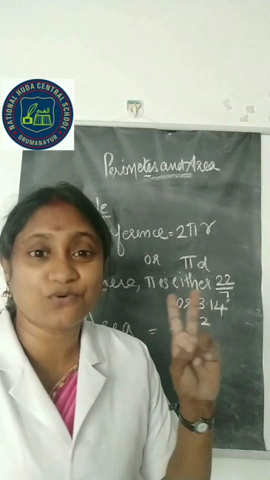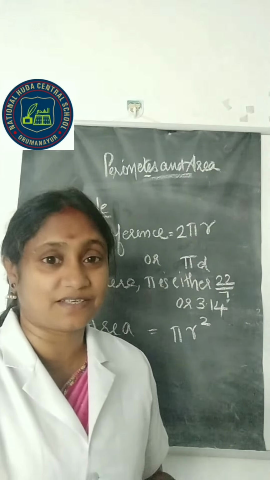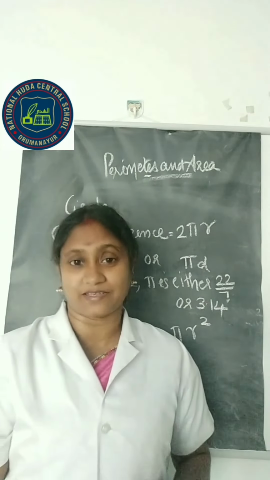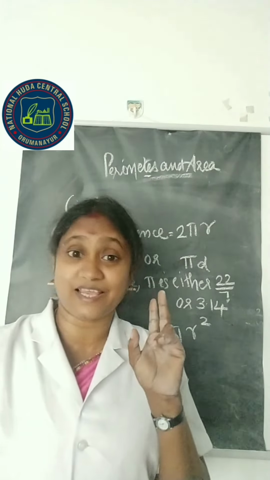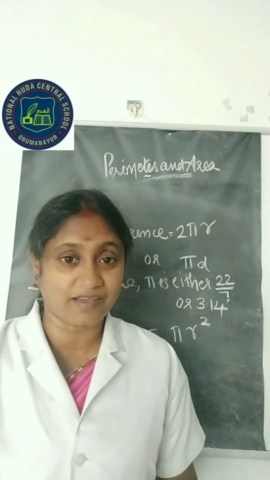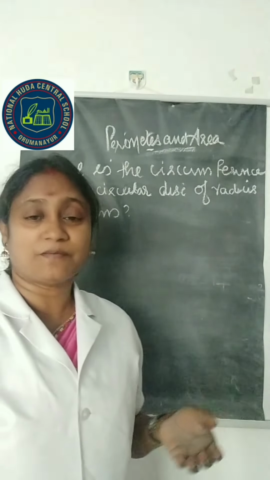So, we study two formulas here, that is circumference of a circle and area of a circle. Area of a circle is equal to pi r square. And for circumference, there are two formulas. If r is given, it is 2 pi r. And if d is given, it is pi d. We can do some problems.